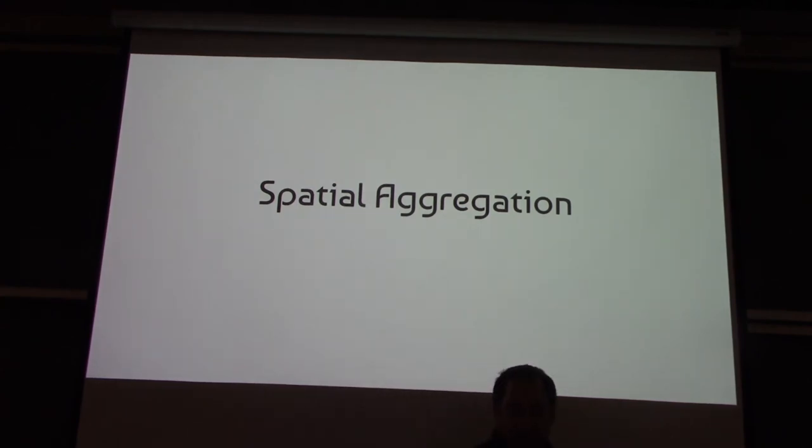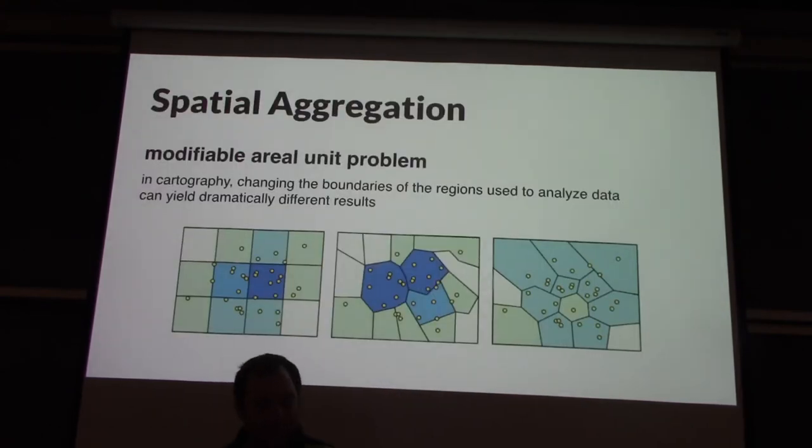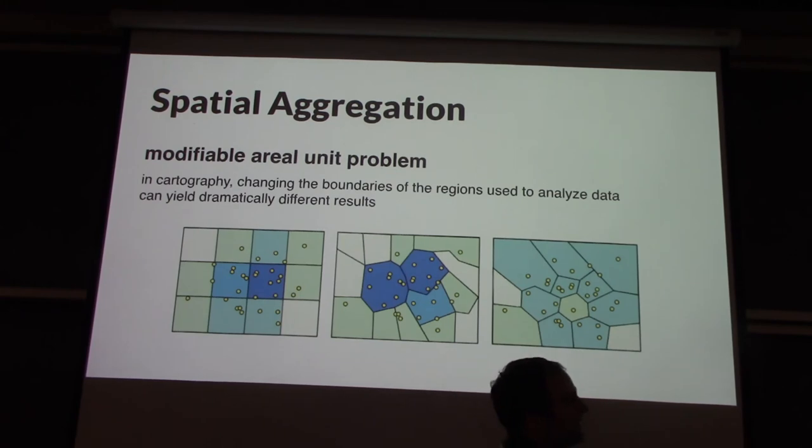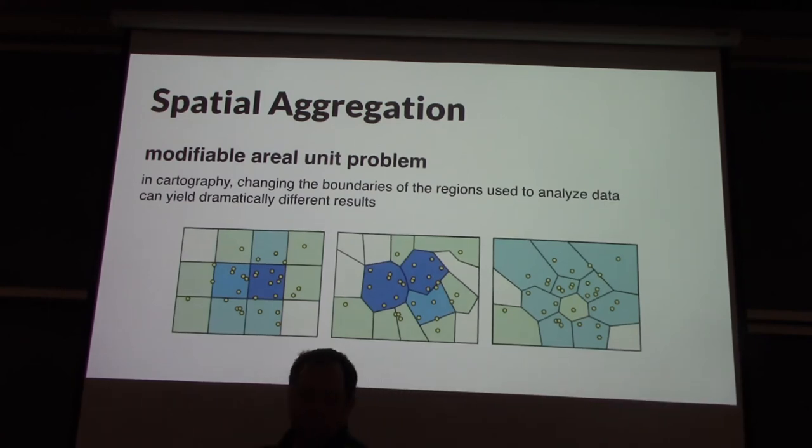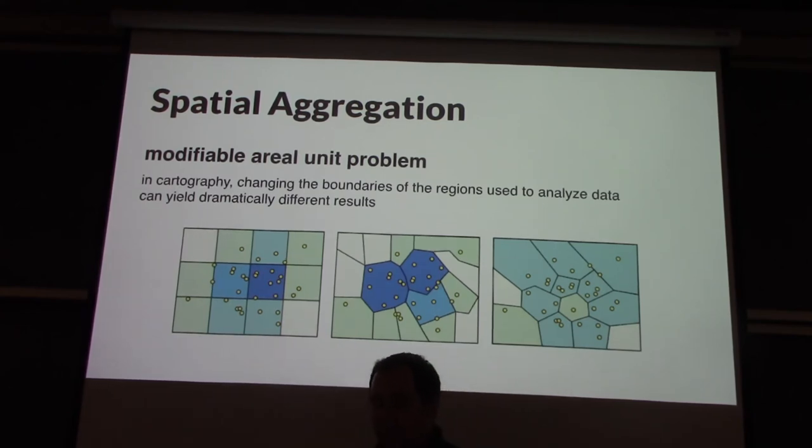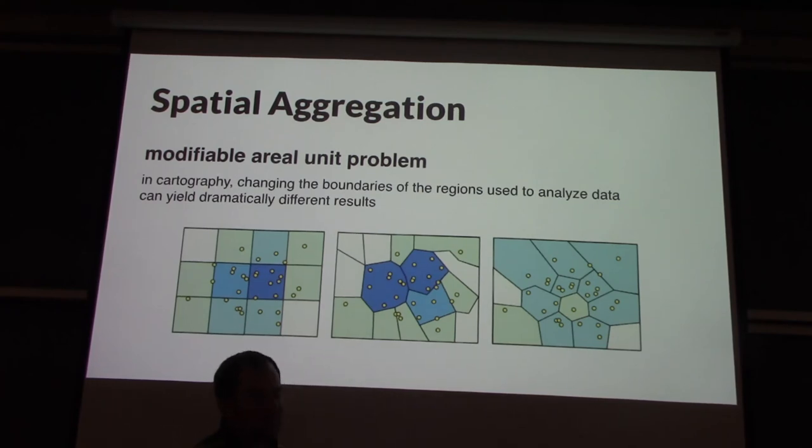Next, I want to talk a little bit about spatial aggregation. Spatial aggregation is super interesting, also from a political point of view, because this is what gerrymandering actually is. So the problem is really hard. Spatial aggregation: how do you slice a region so that it's a fair representation? How do you draw the boundaries in a sensible way?